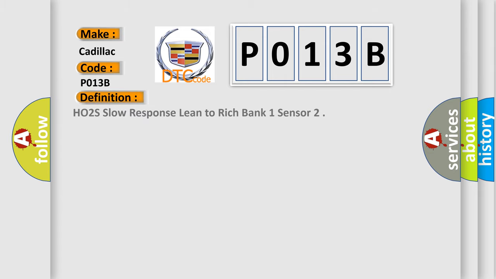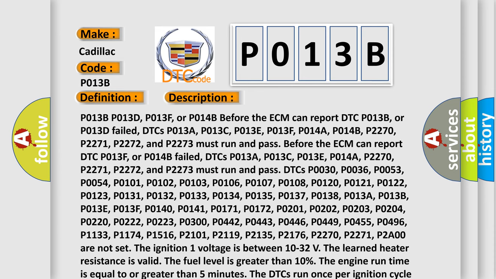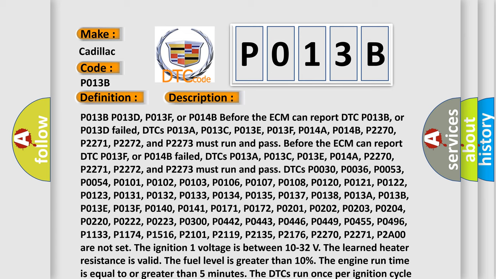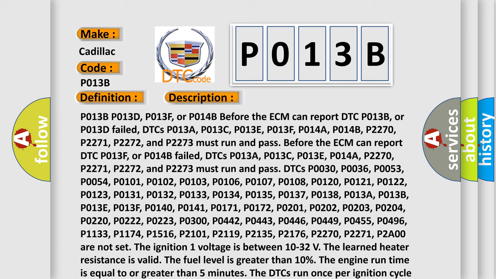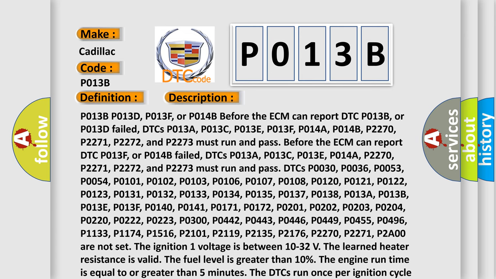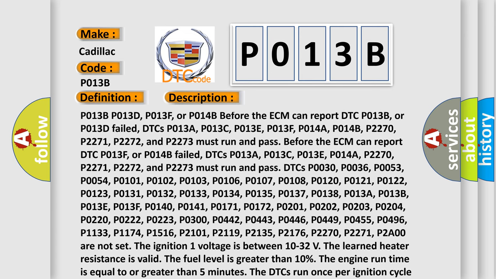The basic definition is HO2S slow response lean to rich bank 1 sensor. And now this is a short description of this DTC code. Before the ECM can report DTC P013B, P013D, P013F, or P014B failed, DTCs P013A, P013C, P013E, P013F, P014A, P014B, P2270, P2271, P2272, and P2273 must run and pass.